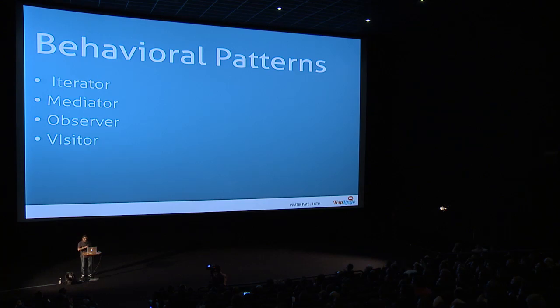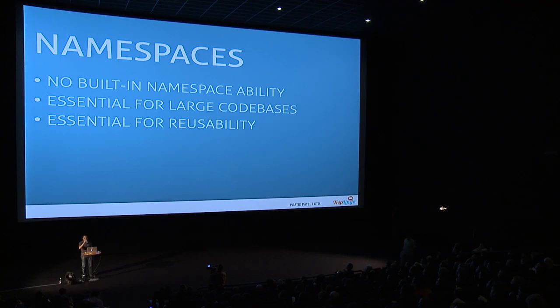All right. In terms of behavioral patterns, again, you probably will recognize these. These are things like the iterator, mediator, observer and visitor patterns. But let's start off really basic. There's an organizational pattern in JavaScript that's missing, and that's the namespace pattern.